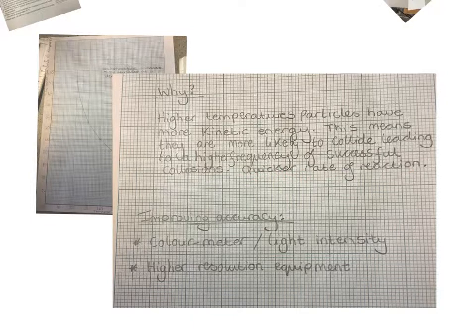A couple of things you can do with this experiment to improve accuracy. One of them is a colour meter or a light intensity meter. So instead of using your eye to notice when the colour change takes place, you can use equipment which will be more accurate. High resolution equipment, so when we were using the measuring cylinders, we could have used something called a burette and a pipette. It would have just given you a higher resolution, making your results again more accurate.